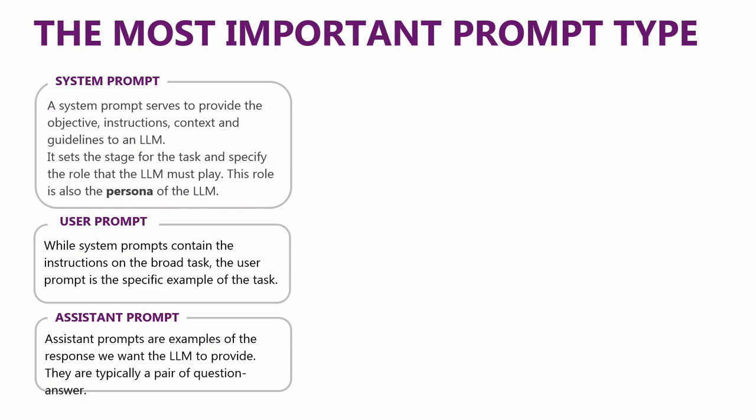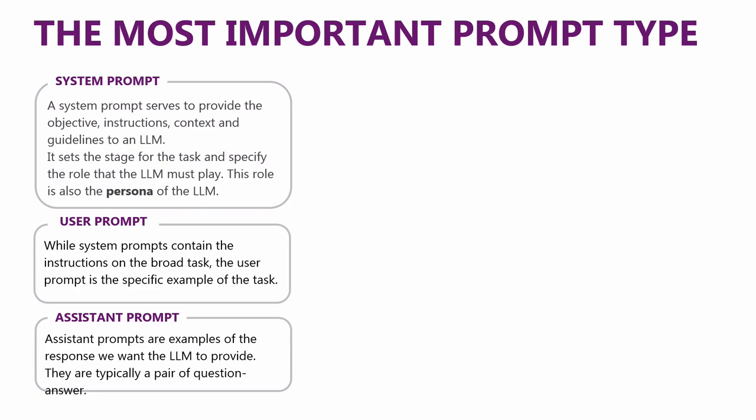A system prompt is a prompt that provides the main objective, the instructions, the context, and the guidelines to a large language model. It basically sets the stage for the task and tells the LLM what it has to do and what role it must play. This role is very often called also the persona of the LLM. Like, imagine you are an architect or a linguist.